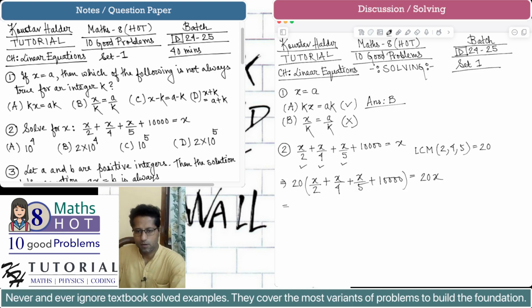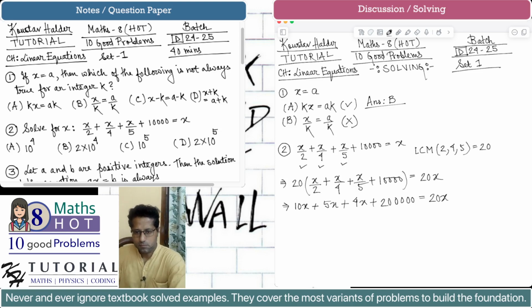Now if I simplify the LHS, that is I will multiply 20 with all the terms inside the bracket, and it becomes 10x plus 5x plus 4x plus, this is a big number, this will be 200,000, big numbers, okay, and we have 20x. So this is the equation we got.